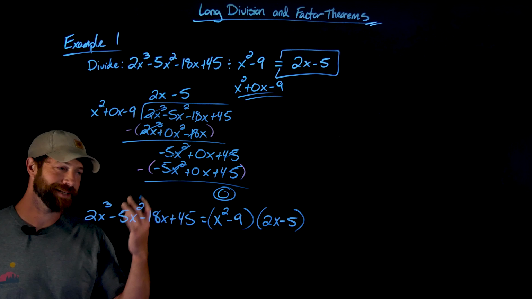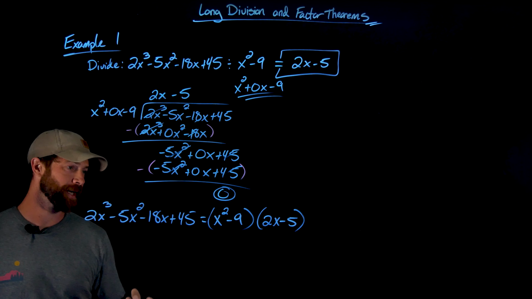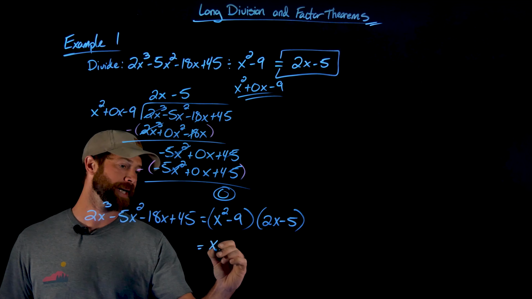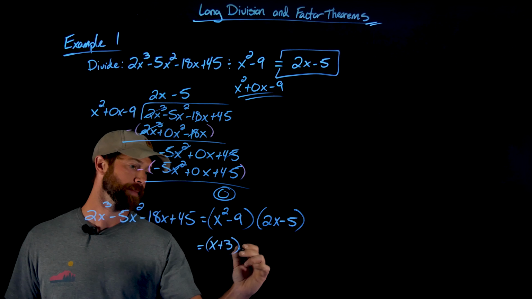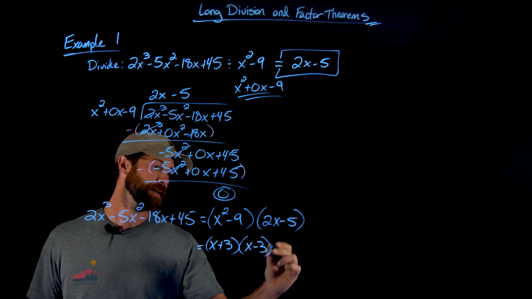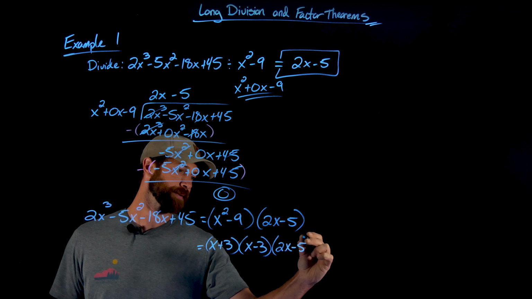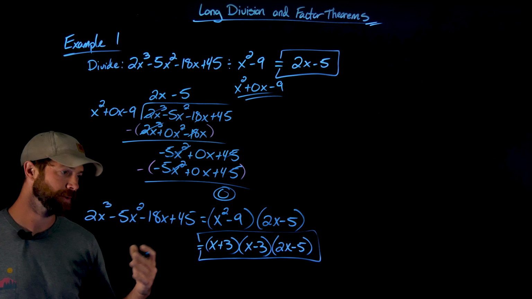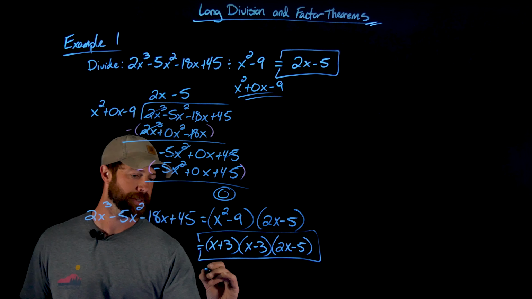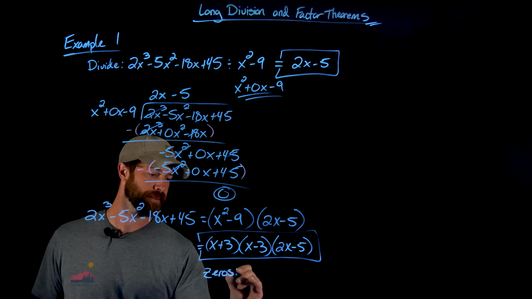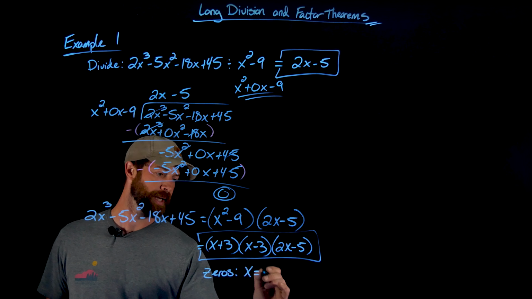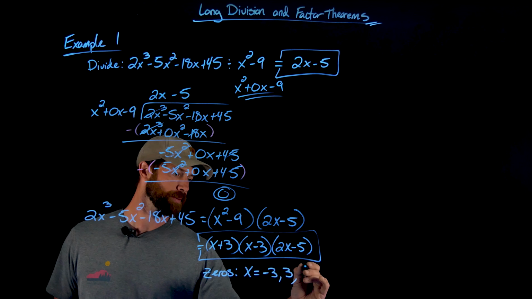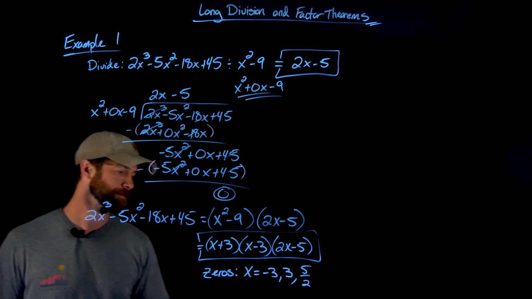And though it wasn't asked of me, just for kicks, I do always feel like I want to try to completely factor this. I realize this is a difference of squares, so I'll rewrite this as x plus 3 times x minus 3 times 2x minus 5. And then just to go one more step, because this is what we really want to be doing with all this, I now know that I have zeros at x equals negative 3, x equals 3, and x equals 5 halves.